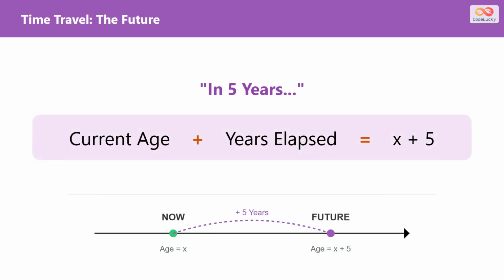Now let's look at how we travel through time mathematically. If a problem says in 5 years or 5 years from now, you simply take the current age, x, and add 5. It is just like a timeline. You are moving forward, so the number gets bigger. So, in 5 years translates to x plus 5.